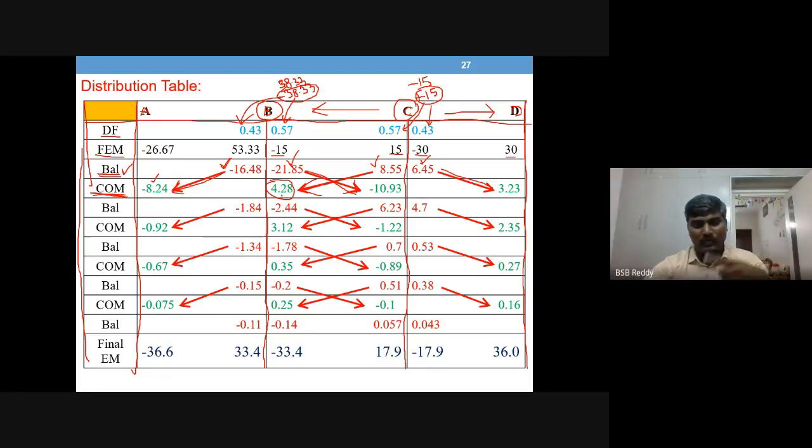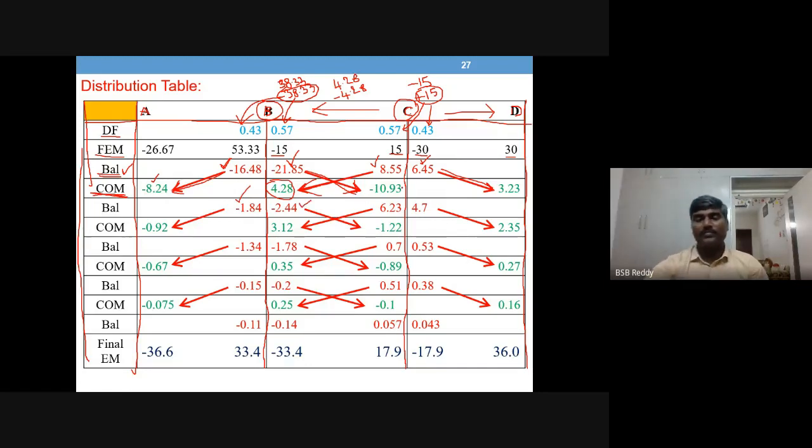So again you have to make this as 0. Which one? 4.28 is the balance value. Okay. So make it 0 means what? Minus 4.28 shall be added. How do you add? Again by multiplying with distribution factor 0.43 and 0.57. So these are the values.